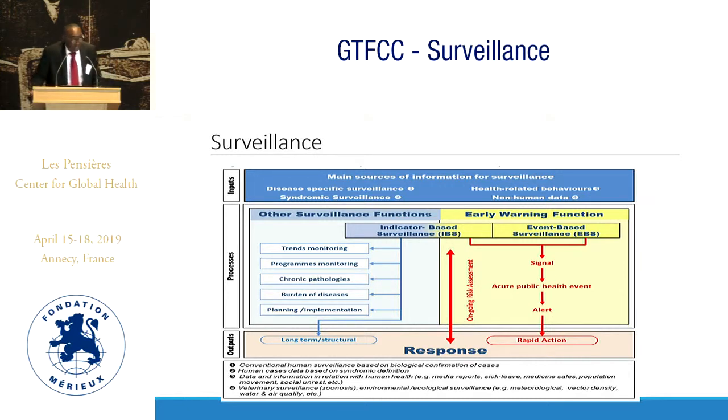As you can see, I just explained that at the beginning we had a system based only on sentinel sites. Before 2010, we only had 42 sentinel sites that reported cases for any health event, chosen by priority.